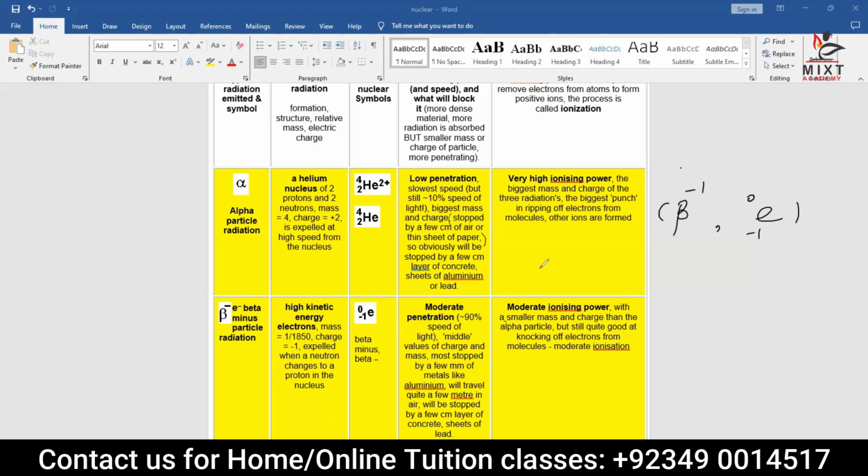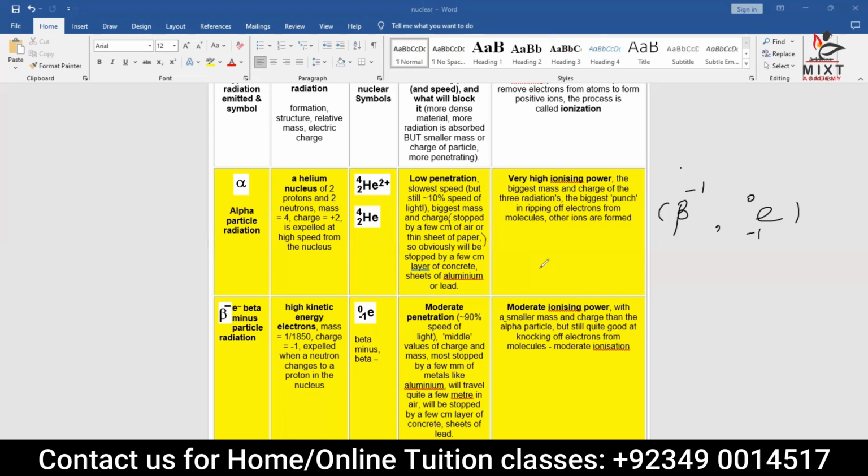like aluminium, and will travel quite a few meters in air, and they will be definitely stopped by a few centimeter layer of concrete, and sheets of lead.